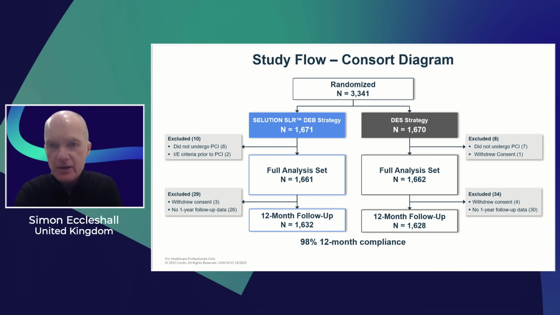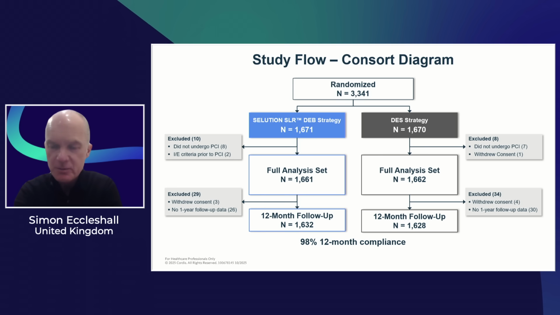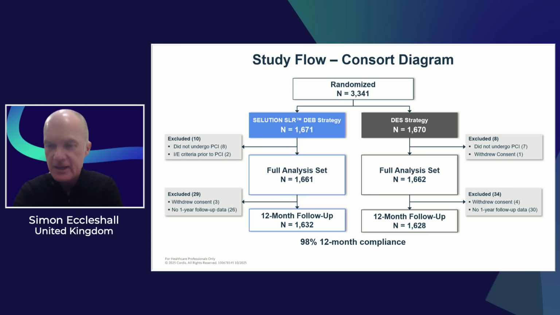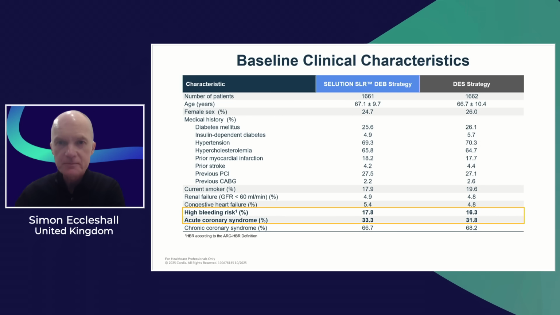So the CONSORT diagram for our patients, 3,341 were randomized. You can see a few were excluded along the way because they didn't undergo an angioplasty. And again, this is really important from the point of view of, is it an intention to treat or is it a full analysis set? Our analysis was on the full analysis set, as you can see there. And we had those numbers at the bottom with 98% 12-month compliance, which I think is quite impressive.